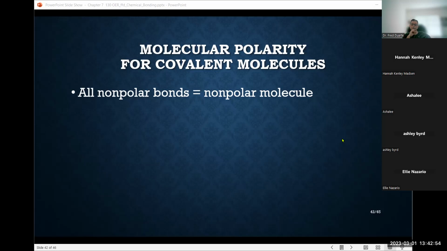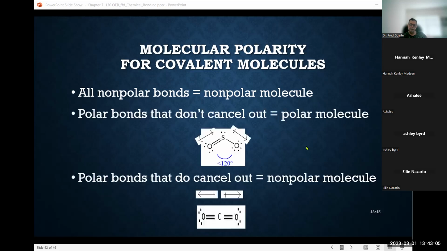When it comes to polar bonds, it depends. It depends on the structure of the molecule. We got two examples right here. Now, let's look at the bottom one first. We did the Lewis dot structure of carbon dioxide, and we came up with the structure given down here at the bottom.